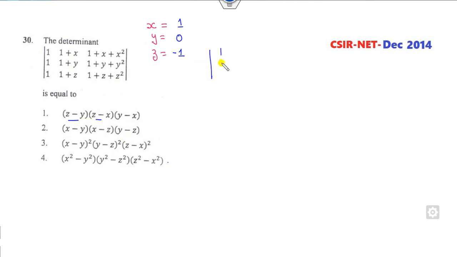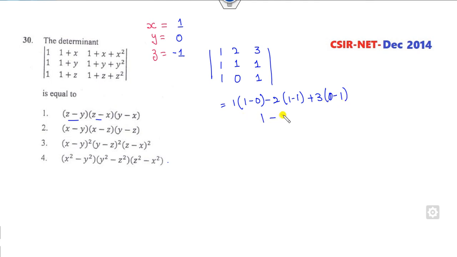So what is that? It's 1, 1, 1. It is my 2. It's my 1. It's my 0. What is 1 plus 1 plus 1? 3. It is 1. It is 1 minus 1, 0. It's a plus 1. Now clearly you can easily find the determinant of this matrix. So it is 1 minus 0, minus of 2 times (1 minus 1), plus of 3 times (1, 0, minus 1). So 1 minus 3 is my minus of 2.